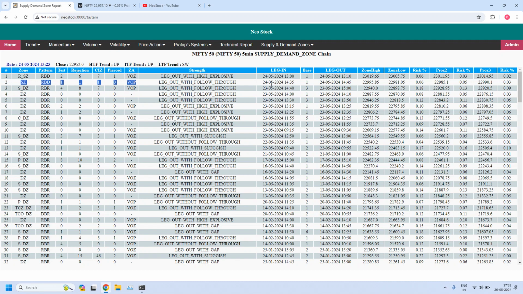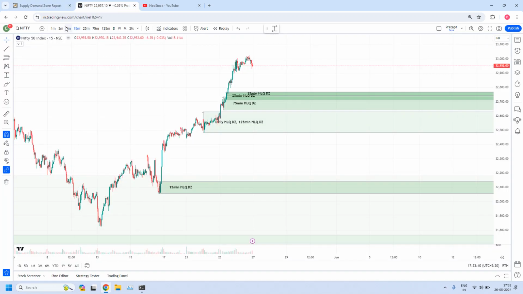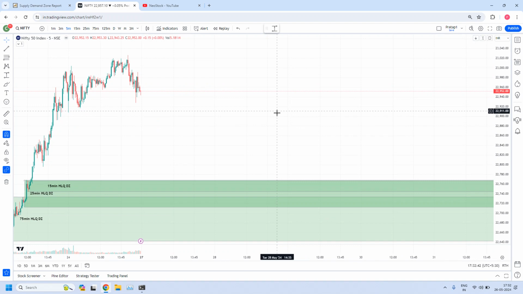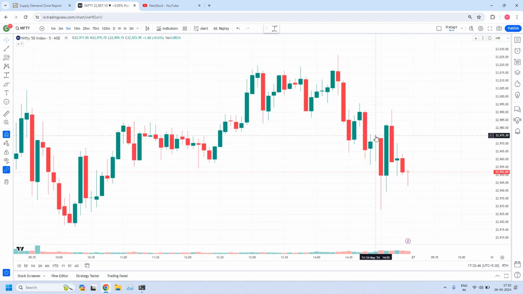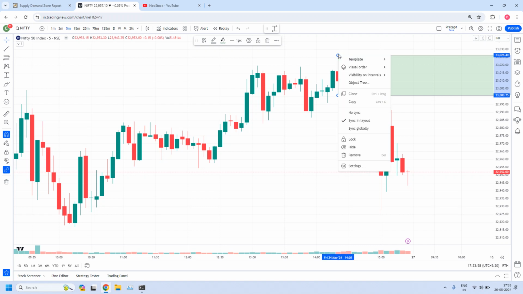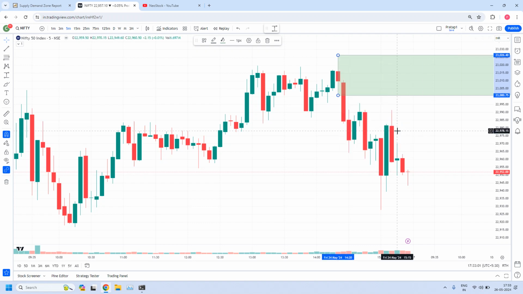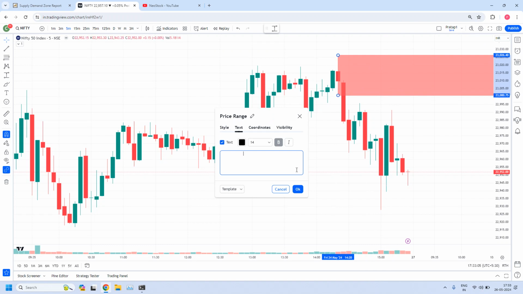This is 24/5, 14:35. 1435, this is the one. It has a rally, base, drop. This is the only 5 minutes supply zone. Normal zone only.